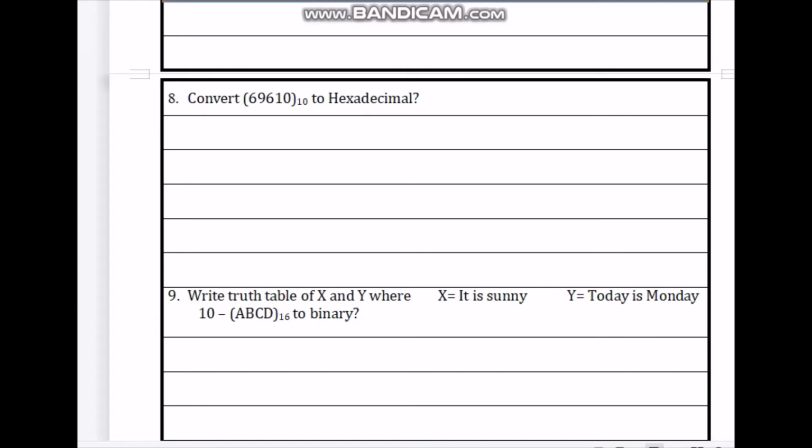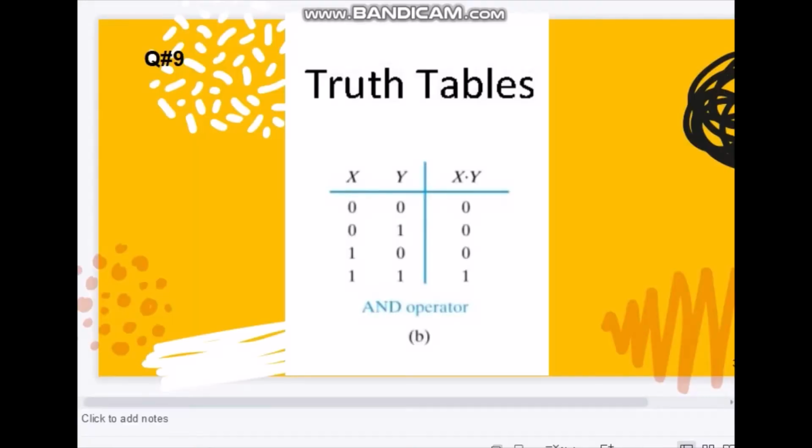Now moving towards question number 9. Write the truth table of x and y where x is it is sunny and y is it is Monday. So we have to draw the truth table of AND operator. Here is the variable x and here is y. So the first two values are false, false and then true and true. And y is false, true, false, true. In x we write two times false and two times true. In the same way in y, once we write true and once we write false.